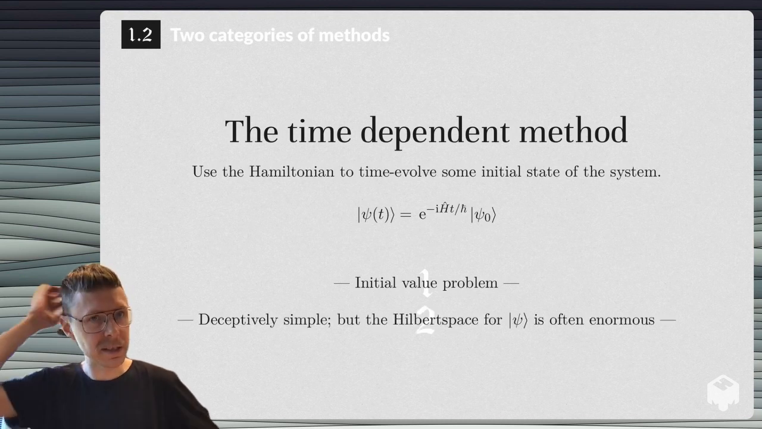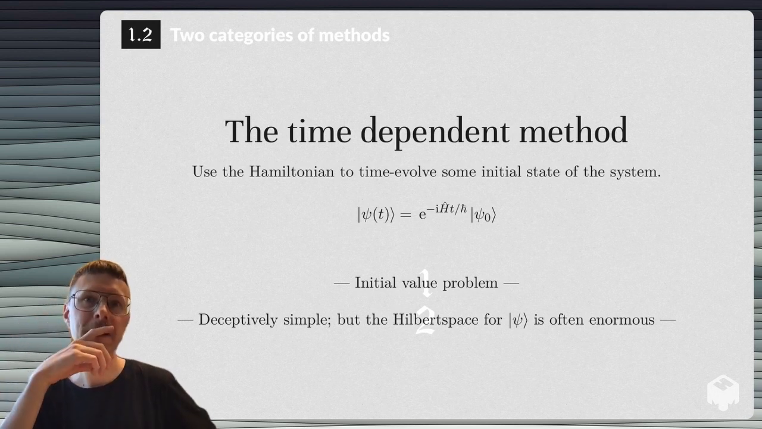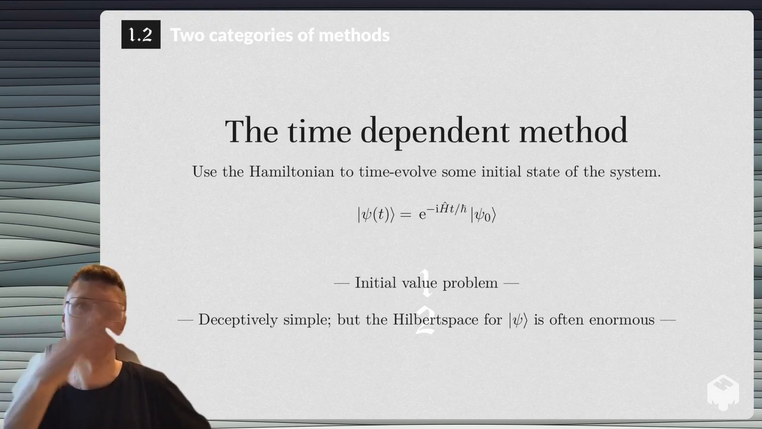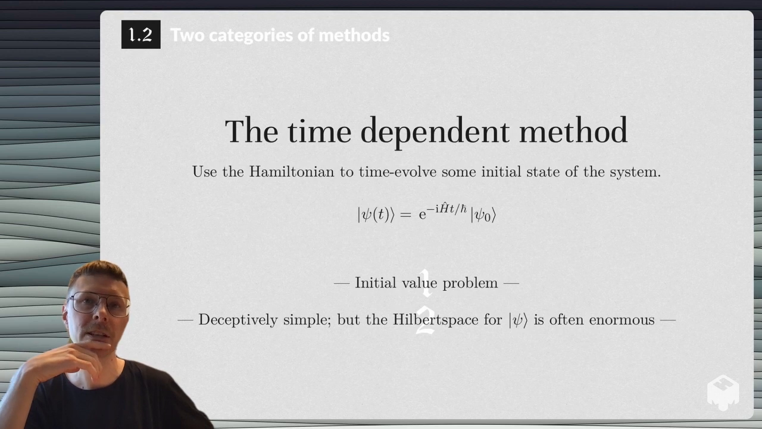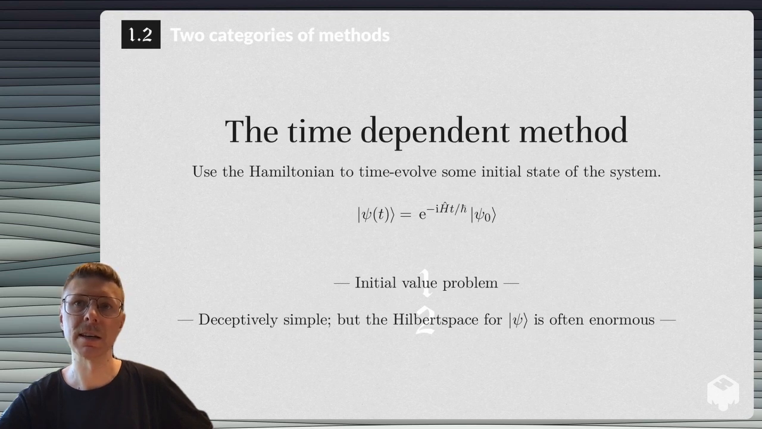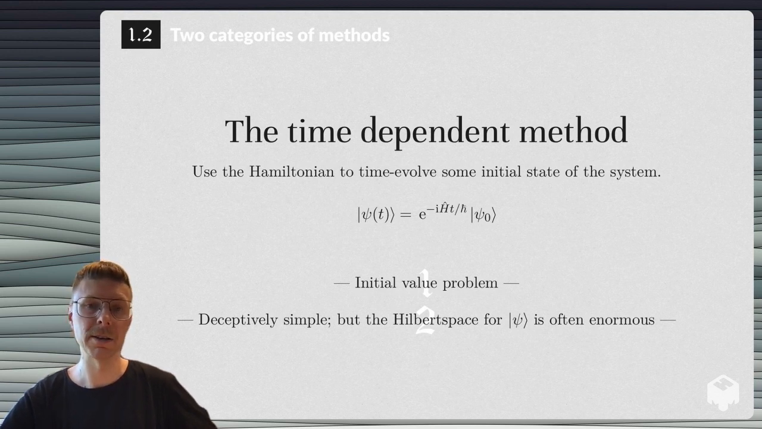Though this can seem deceptively simple, this equation, you have an initial state and you time evolve it. But the problem is that the Hilbert space for this state, psi, can often be enormous. So to just describe the state somehow is difficult. But when we're talking about numerical methods, because there are many situations in which analytical methods are not available for other reasons.